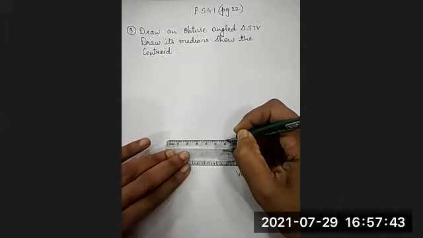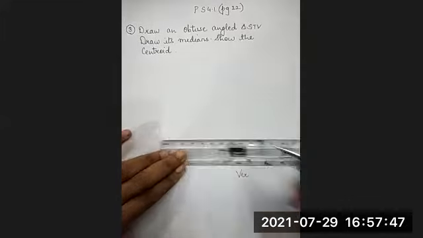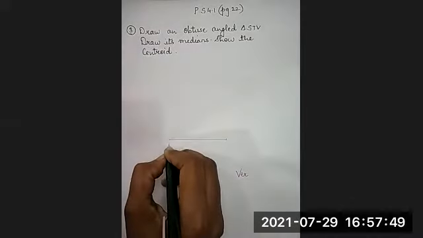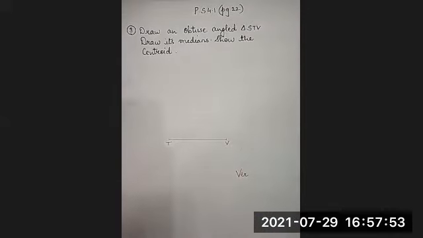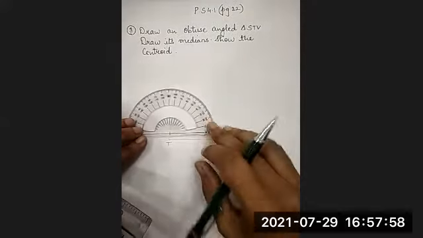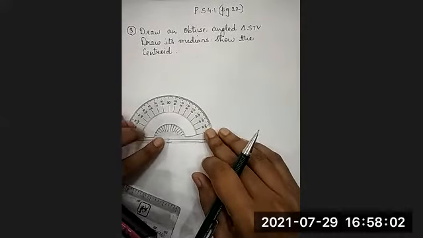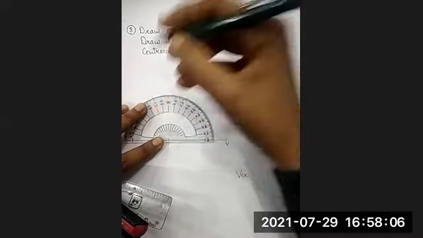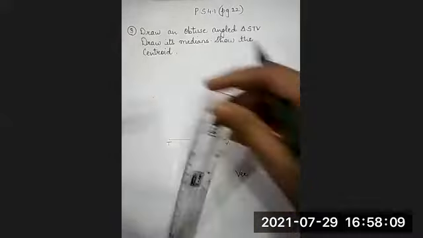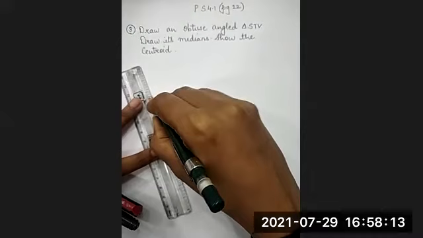You take a 6 centimeter distance and name it as TV. Now, since it is an obtuse angle, I will keep the protractor on point T and I will measure more than 90 degrees. So I am taking 110 degree. Draw a line passing through that point.